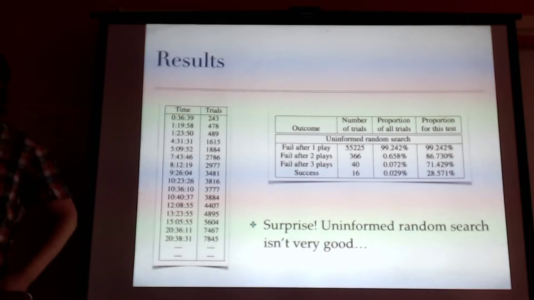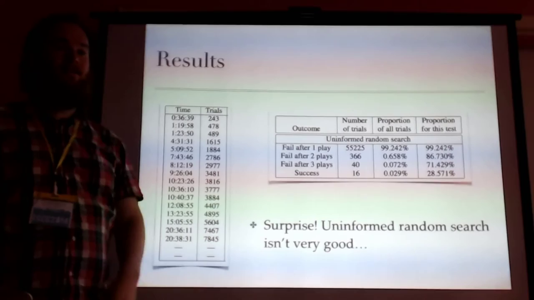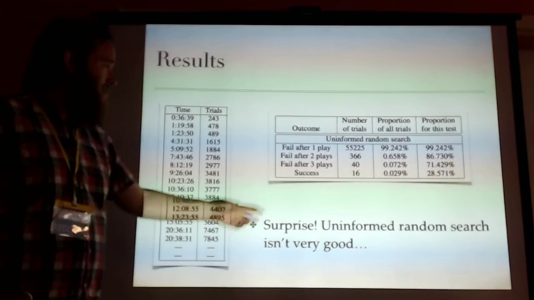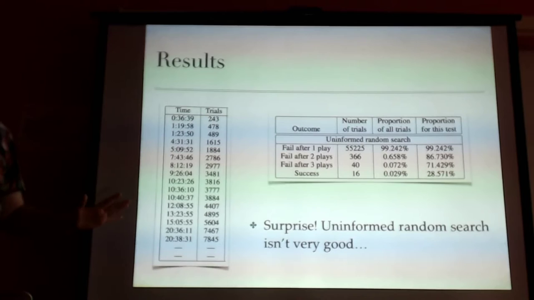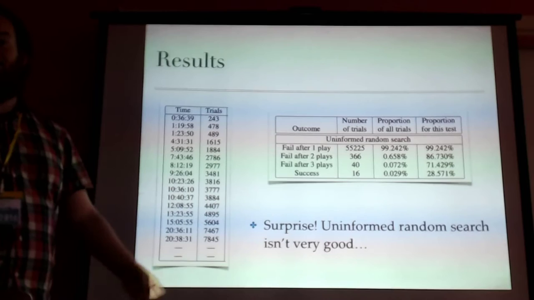And you can see here that, so this is the number of the trials that failed after one, two or three playtests. And we ended up with 16 successes, which are these 16. But you can see that 99.2% of the random variations were just discarded very quickly after one playtest, which you might expect because random isn't going to give you anything particularly useful. So yeah, as I said, this is purely a baseline. Surprise, surprise, it's not a world-beating technique.